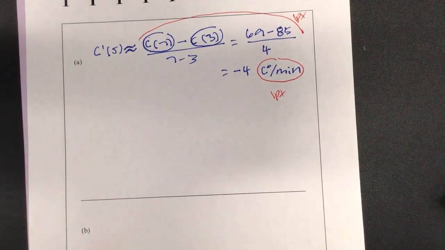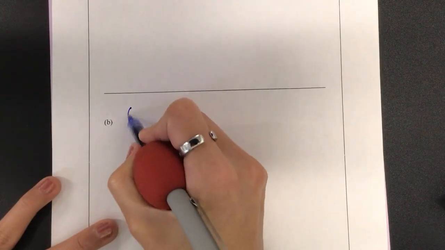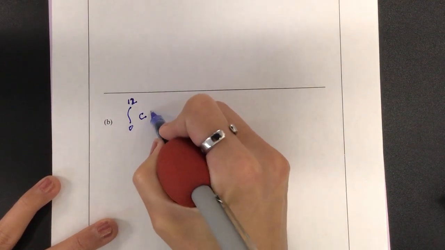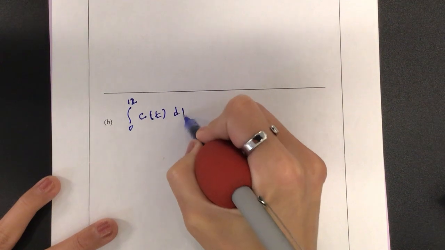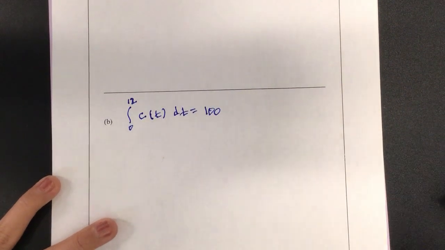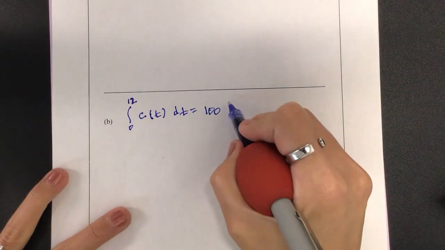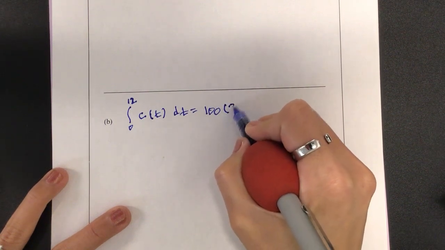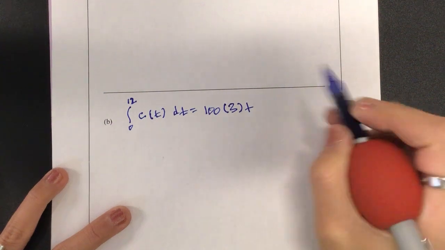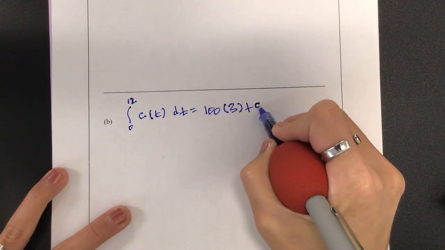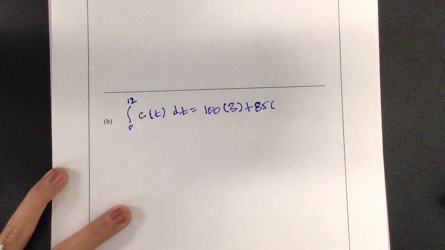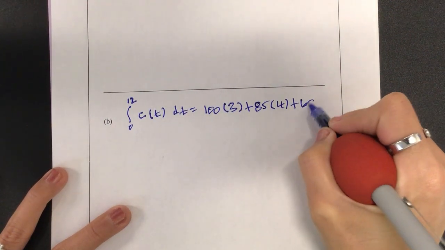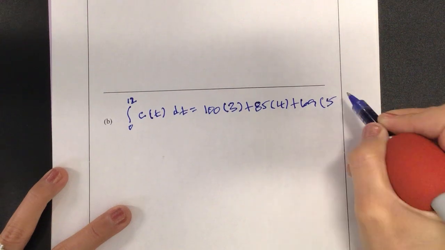So we have our left Riemann sum is going to be the integral. It's the area under the curve, basically. 0 to 12, c of t dt. So it's 100, and what's the change of the t value? It went 0 to 3, so the difference is 3. What's my next left value? 85, and what's our change in t? 4. And then what's our next left, and our change of t? 5. Let's type that in.